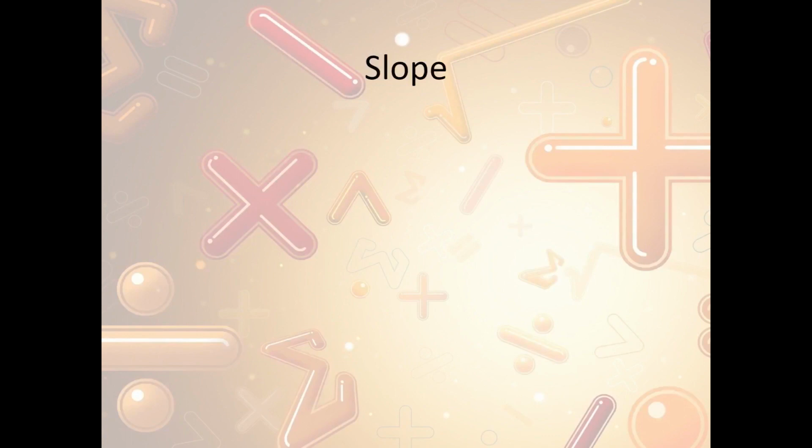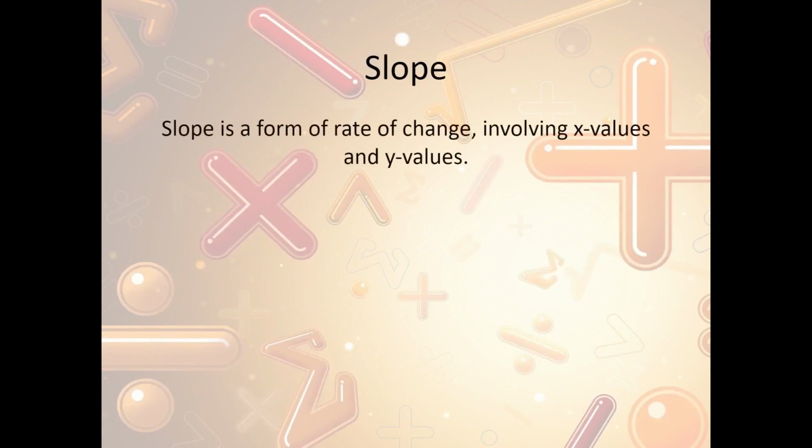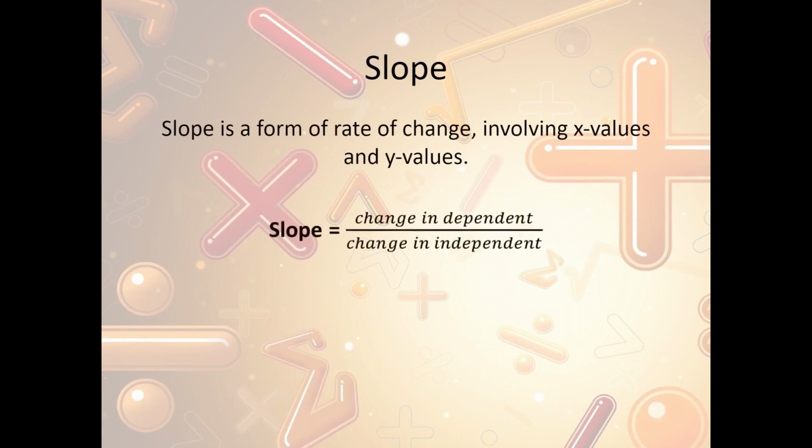Now let's talk about slope. What is slope? Slope is a rate of change involving x values and y values. Slope is known as the change in the dependent variable over the change in the independent variable. Now what does that really mean? So that really means that slope is the change in the y values over the change in the x values. So it's always y over x.